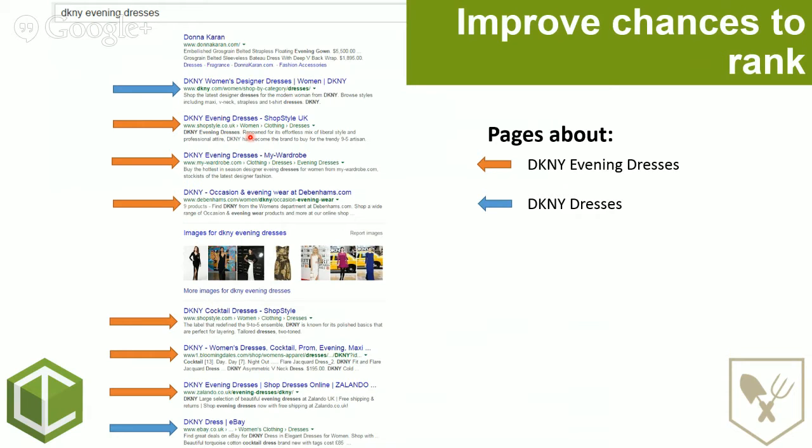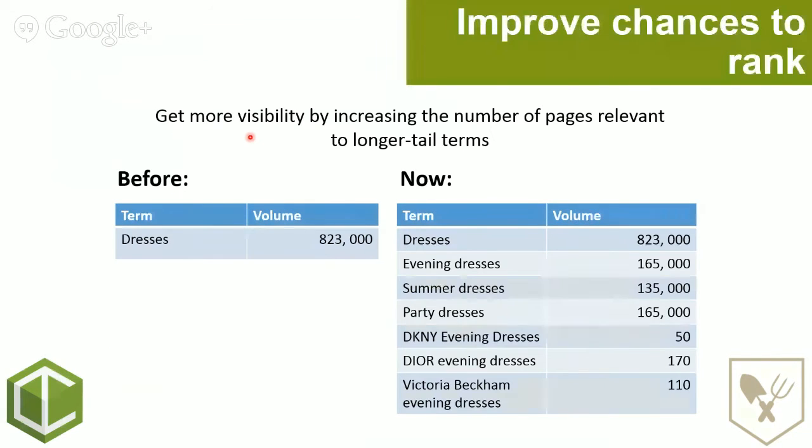If you know this industry, you'll notice a big brand missing from this results page. Now by fixing this, you are eligible to rank for a much wider range of terms. And some of these volumes might not look very big. So you've got DKNY evening dresses there. It has a monthly search volume of 50 people. 50 people a month search for this term, as opposed to just generic dresses, which has 800,000.